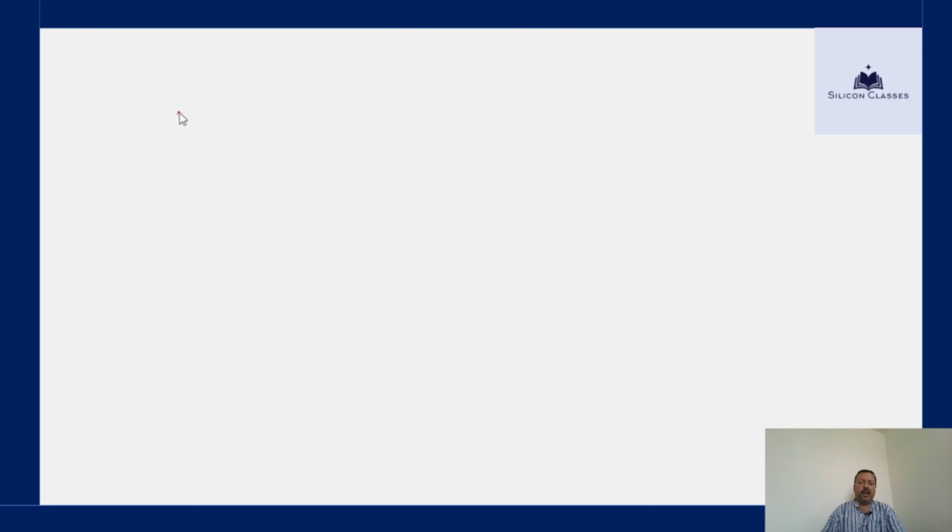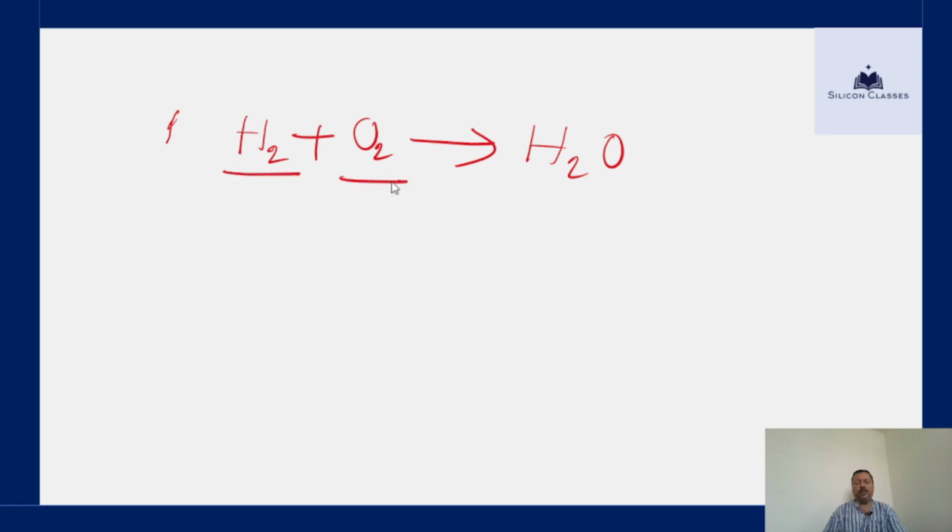We should take another example. Suppose H2 plus O2. They will react with each other to form water. Hydrogen and oxygen react, combine and form water, that is liquid. We have already discussed it.